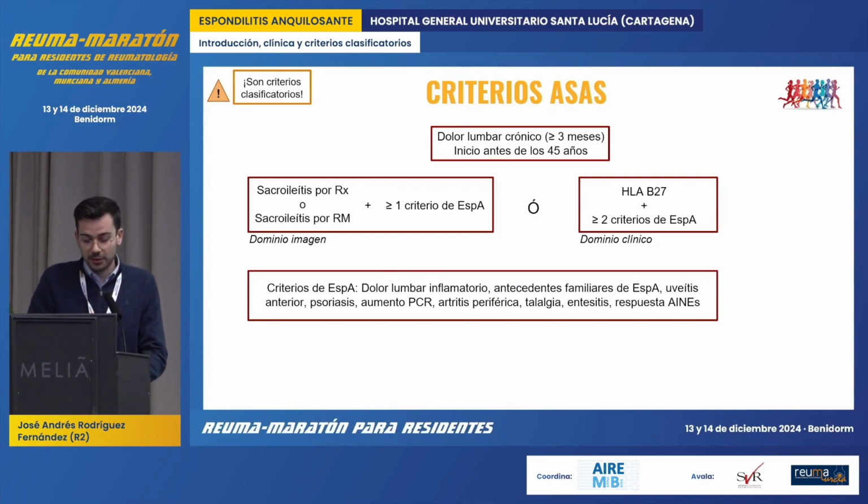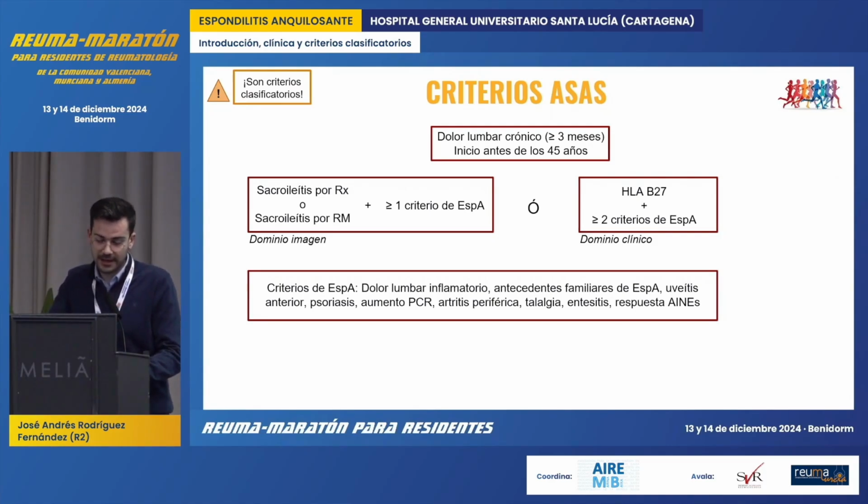But if we consider the domains independently, this sensitivity and specificity can decrease in the imaging domain, down to 66 and 93% respectively. And if we consider the clinical domain, sensitivity and specificity decrease even further. Sensitivity around 53 or 54% and specificity around 82%. The criteria for spondyloarthritis that must be met are 1 in the case of the imaging domain and 2 in the case of the clinical domain.